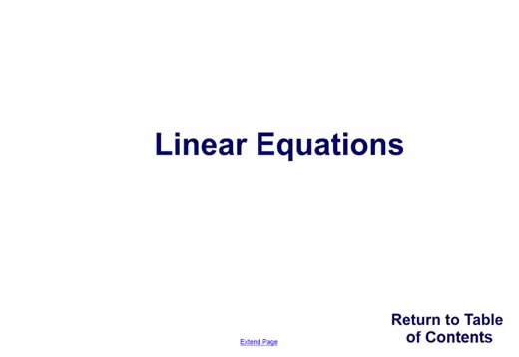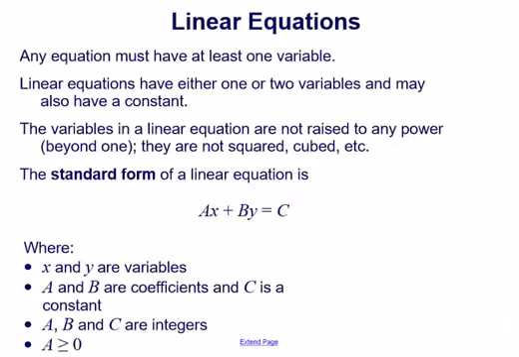Linear equations. Any equation must have at least one variable. Linear equations have either one or two variables and may also have a constant. The variables in a linear equation are not raised to any power beyond 1, so you won't see any exponents, and they are not squared or cubed, etc. You won't see an exponent of 2, an exponent of 3, etc.